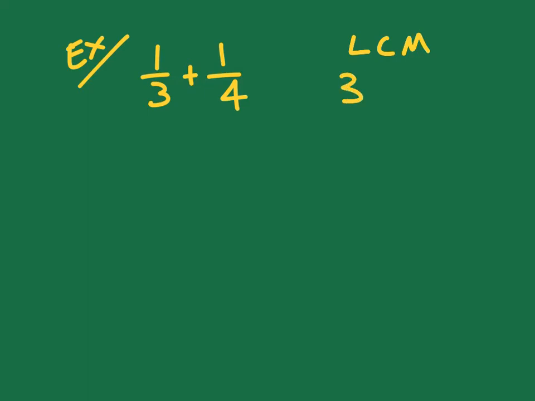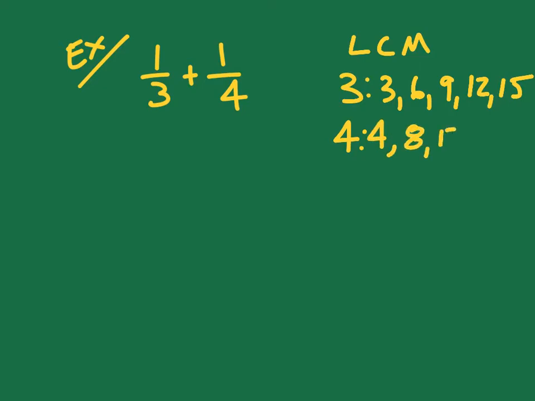All right, so here's what I've got. I'm going to find the multiples of 3 and the multiples of 4. The multiples of 3 are going to be 3, 6, 9, 12, 15. The multiples of 4 are going to be 4, 8, 12, 16. Now I'm looking for the least common multiple, the common number in both of these lists, the smallest one, and that's going to be 12 in both lists.